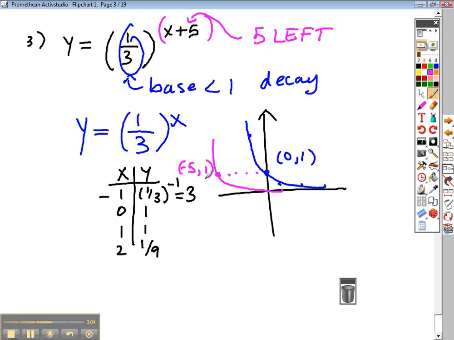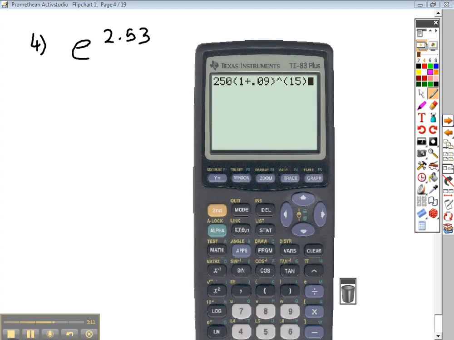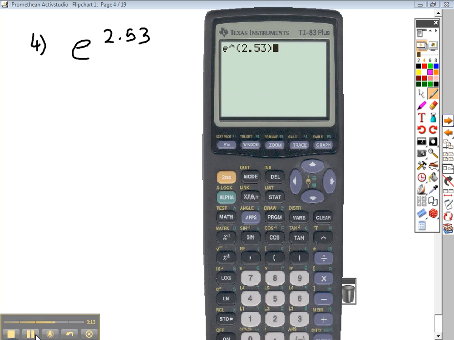Let's look at the next question. Question number 4 is asking you to plug this in. So I'm just going to show you how this should look on the calculator. Okay, it should look exactly like this. You don't need to close the parentheses, and if you enter, it's 12.553 or 12.554 if you round up.